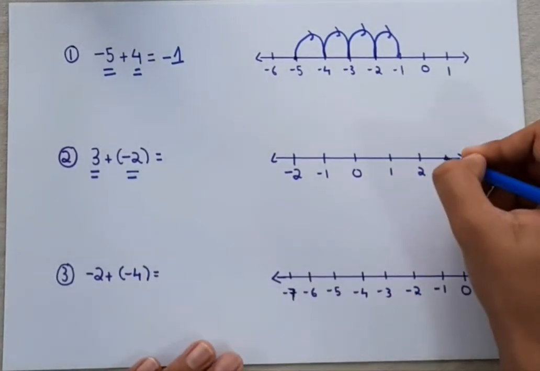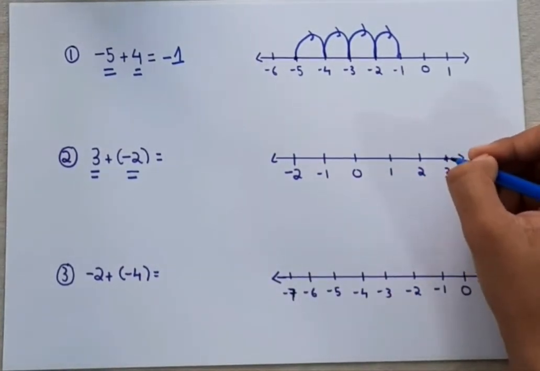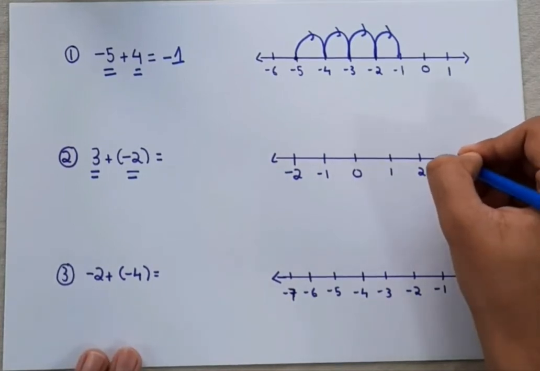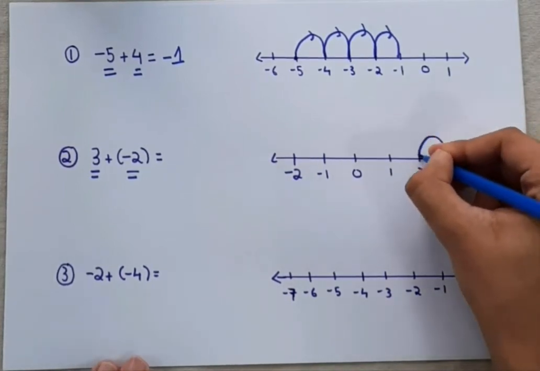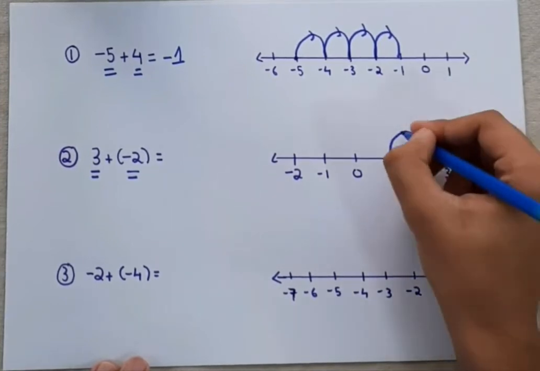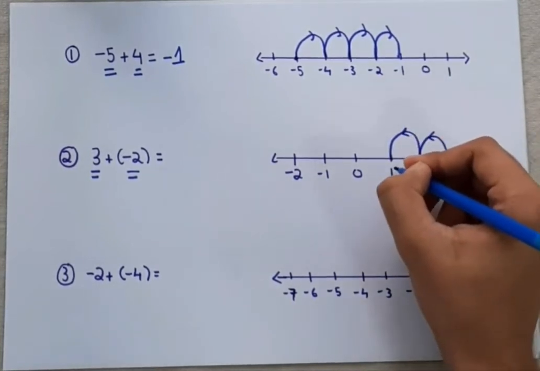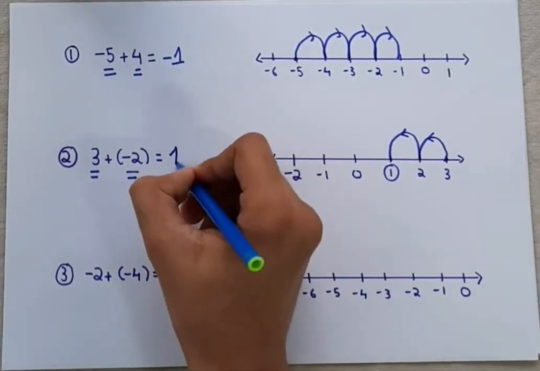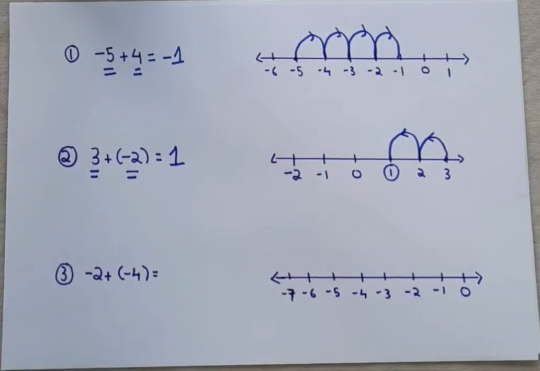So we start at 3, and then we move 2 spaces to the left, 2 jumps to the left. So we start at 3, and then 1 and 2 to the left. And we land at 1. So the solution to this is 1. If you want to, you can use a calculator and check it. So here we have 3 plus -2 is 1.